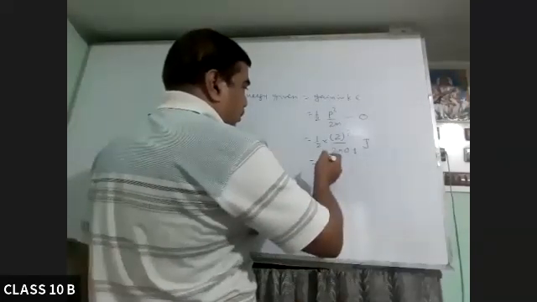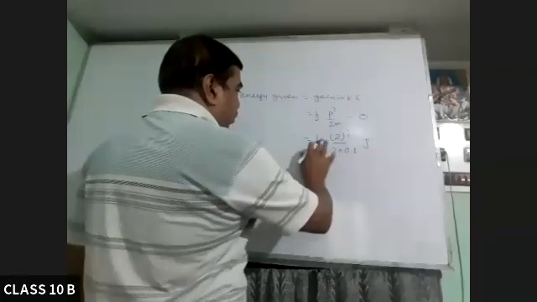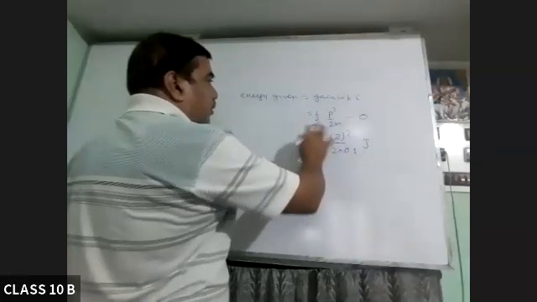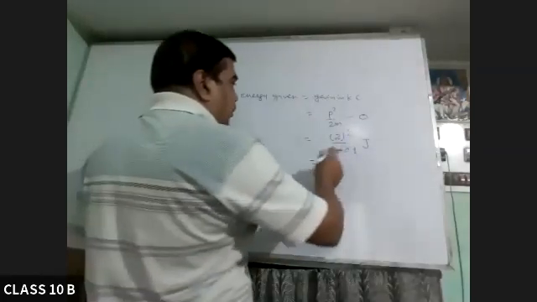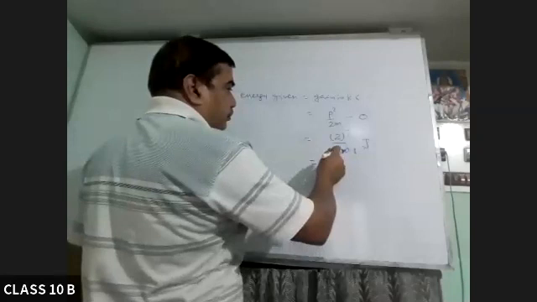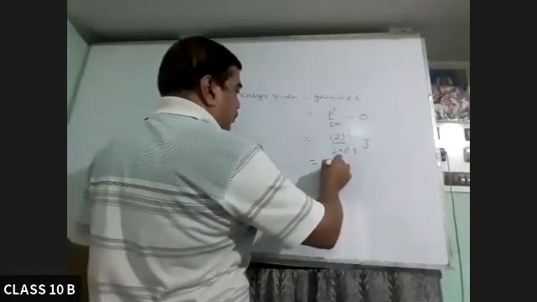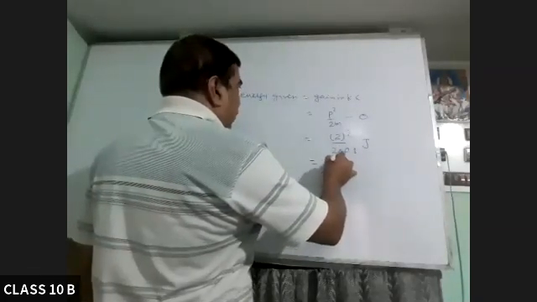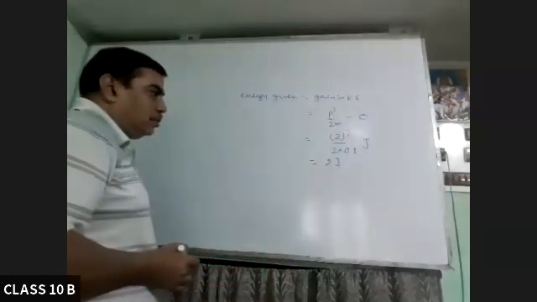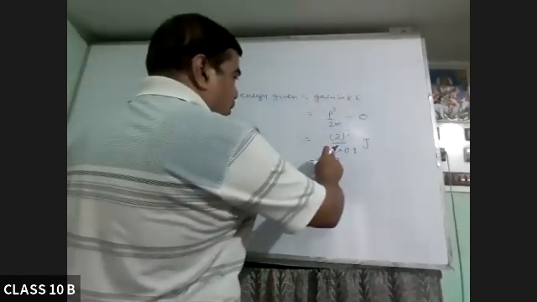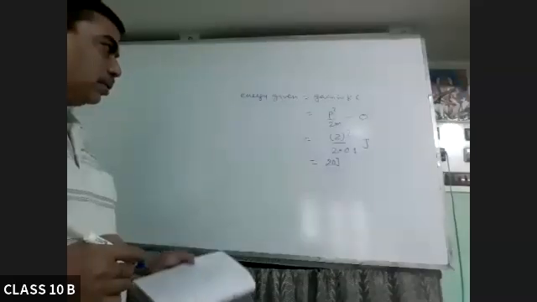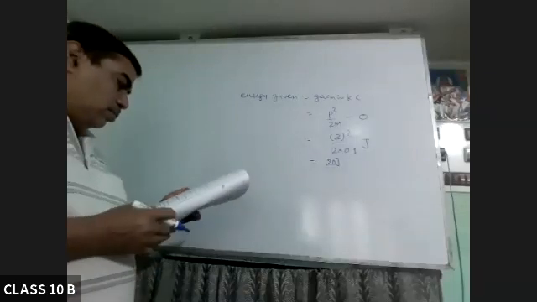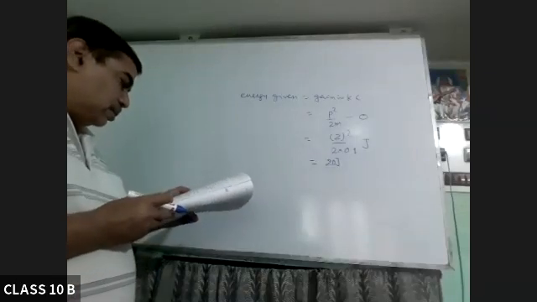So what will be? P square over 2 we have already given, but P square over 2m only. So this much. So 2 joule will be 2, no, or 20 joule. 20 joule will be the correct answer. Okay.